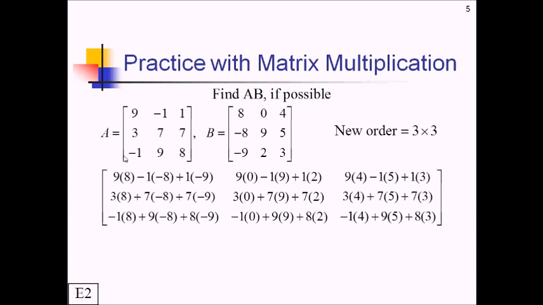So for our first one, we've got, let's see, this will be 72 plus 8 is 80, minus 9 is 71. Here we've got 0 minus 9 plus 2, so negative 7. We've got 36 minus 5, that's 31, plus 3 is 34. Now 24 minus 56, that's going to be negative 32, minus another 63, so that's going to be negative 95. Then we have 0, 63 plus 14 is going to be 77. 12 plus 35 is 47, plus another 21 is 68.